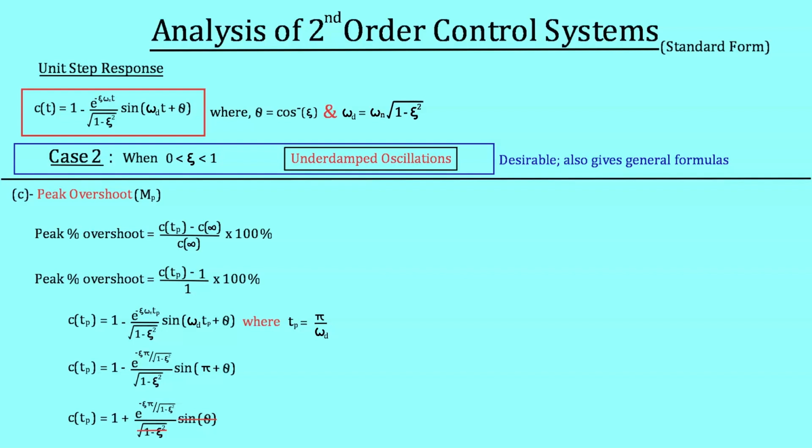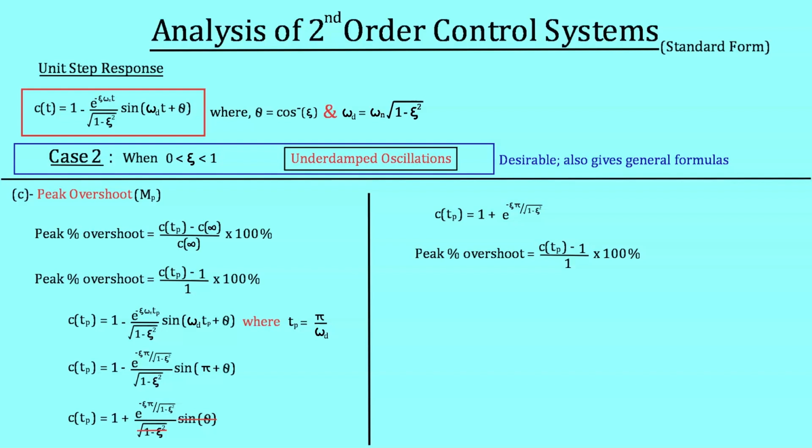Now, our final expression of the output value at peak time will be equal to 1 plus Euler's number raised to the exponential minus zeta pi divided by under root of 1 minus zeta square. We have to simply put this value of response in the formula of peak overshoot. By doing so, we will get the maximum peak overshoot value to be equal to Euler's number raised to the exponential minus zeta pi divided by under root of 1 minus zeta square.